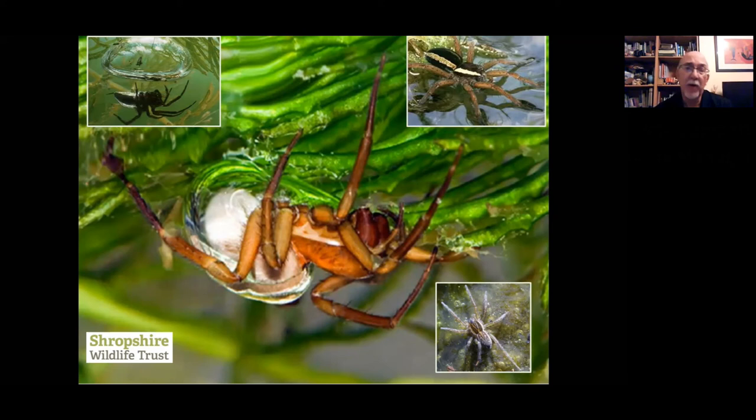But top right, we have the fen raft spider. So you have spiders that are adapted to aquatic environments, but they tend not to be subsurface. And then bottom right is one of the wolf spiders that will quite happily use the surface tension to move around hunting for prey, but not strictly an aquatic spider. So nice group, obviously part of the active food chain there, doing their bit.